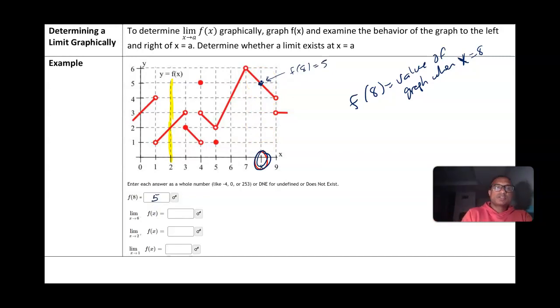Now the next one asks you for a one-sided limit. It says, what is the limit of this graph as x approaches 6 from the left side? So let's take a look at x equals 6, which is here. This is the x value of 6, and we want to approach this value from the left. So coming from the left, it's going to approach this y value, which is 4.